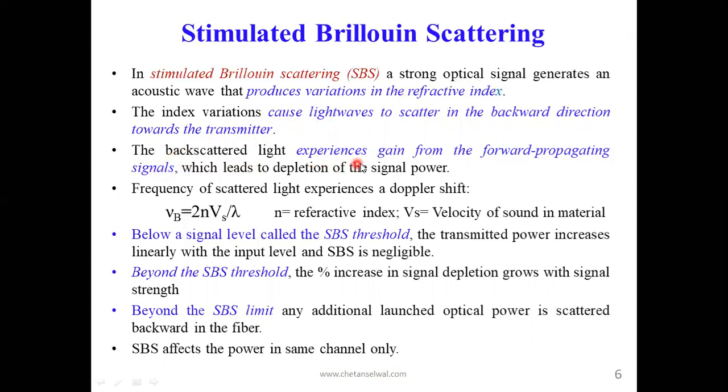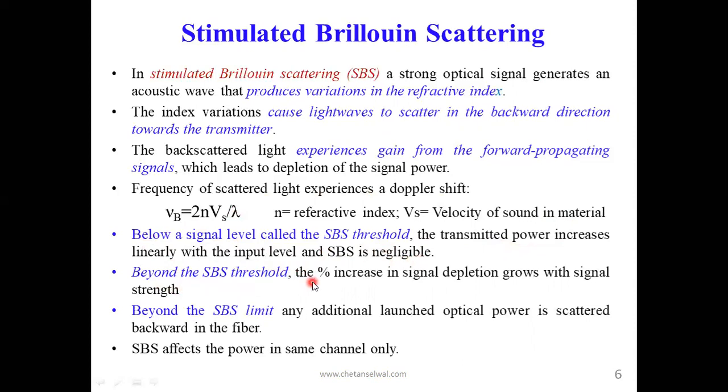This backscattered light experiences gain from the forward propagating signals, which leads to depletion of the signal power. The frequency of scattered light experiences a Doppler shift, which is given by nu b equal to twice n Vs by lambda, where n is refractive index and Vs is velocity of the sound in the fiber material. So below a signal level called the SBS threshold, the transmitted power increases linearly with input level, and SBS is very negligible below a threshold value.